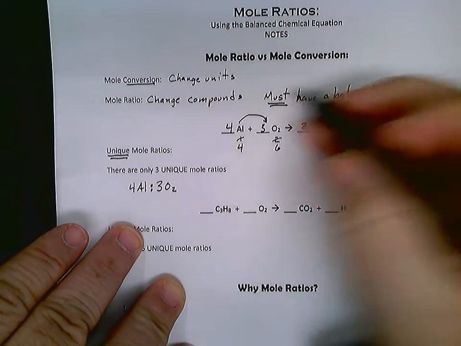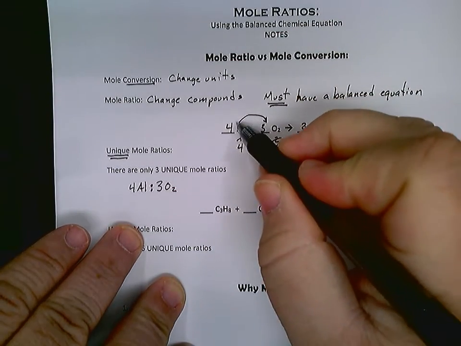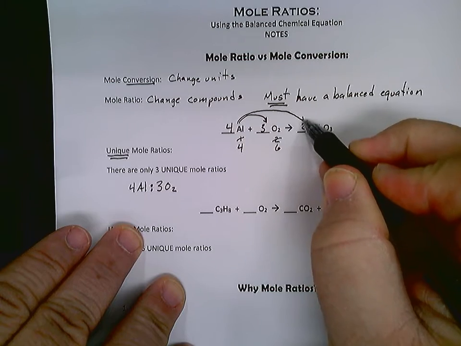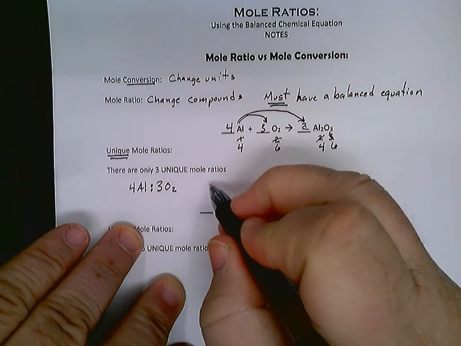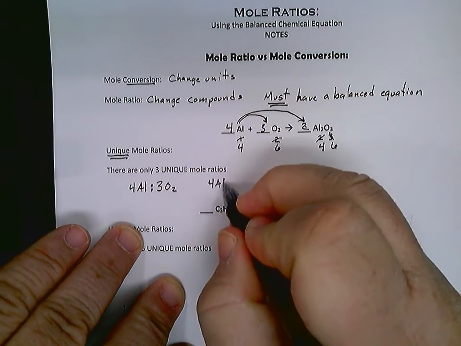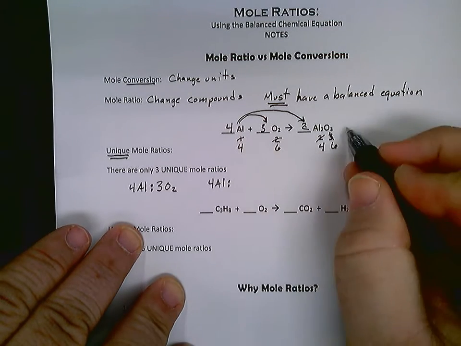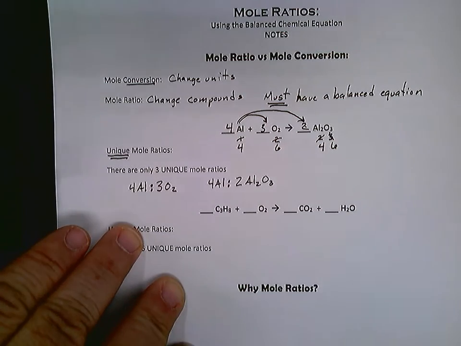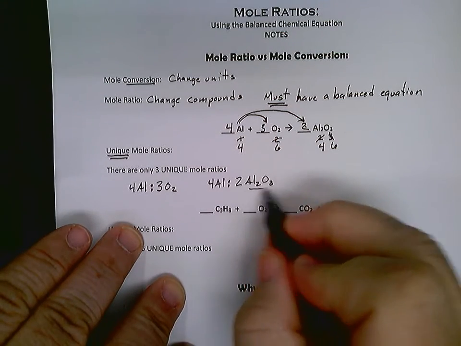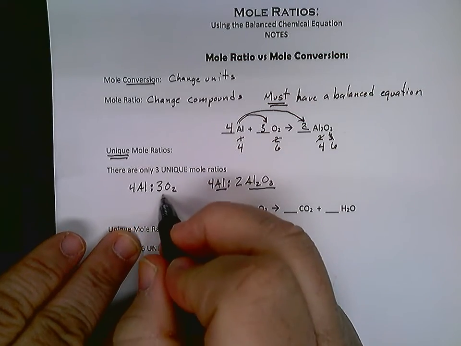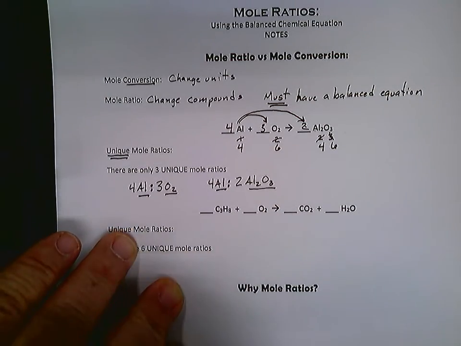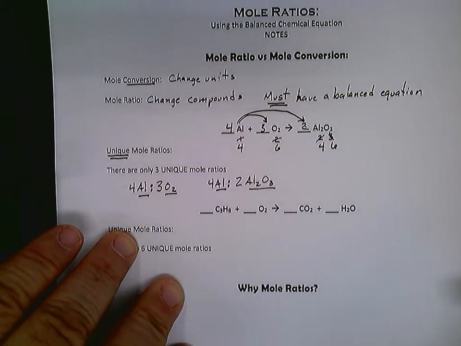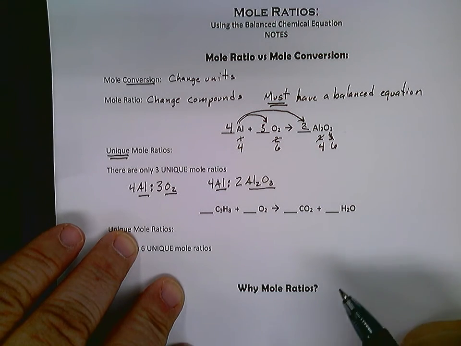Now, aluminum, however, can also be compared to this. So we can have 4 aluminum, 4Al, and we can compare that to the 2 aluminum oxide. You will notice I am including the substances, not just the numbers. If you just put the numbers, it means absolutely nothing to us. You must also include the substances this time. That is vital.